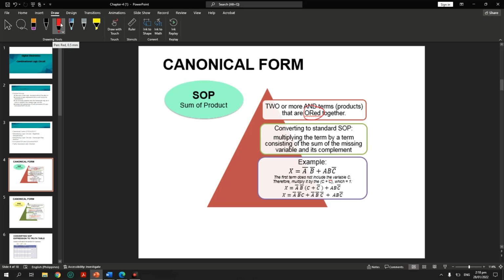The product is ANDed. So if you will notice in this example, the A bar and the B bar is a product. The A, B, and C is also a product, and these two terms are added or summed up. So that is why it is called the sum of products. We have a product, and the two terms are summed.